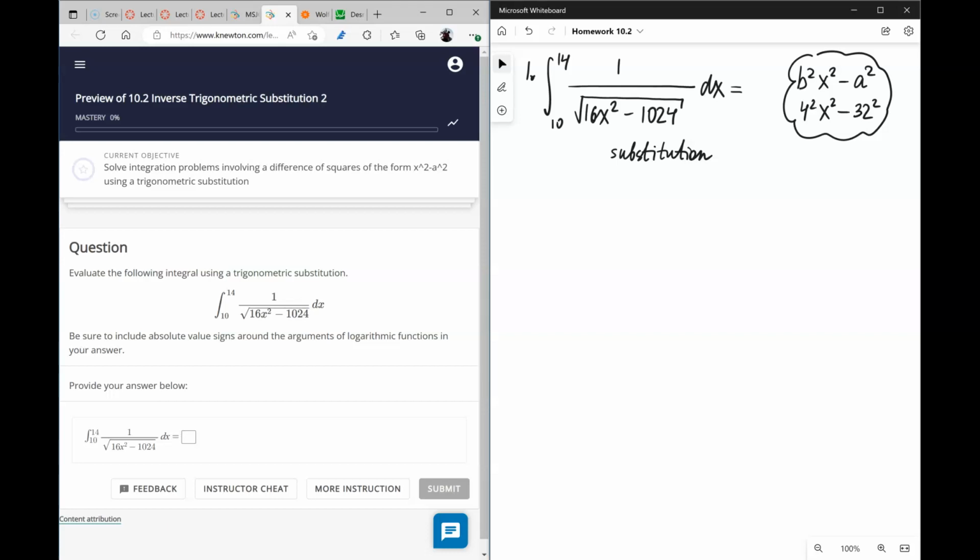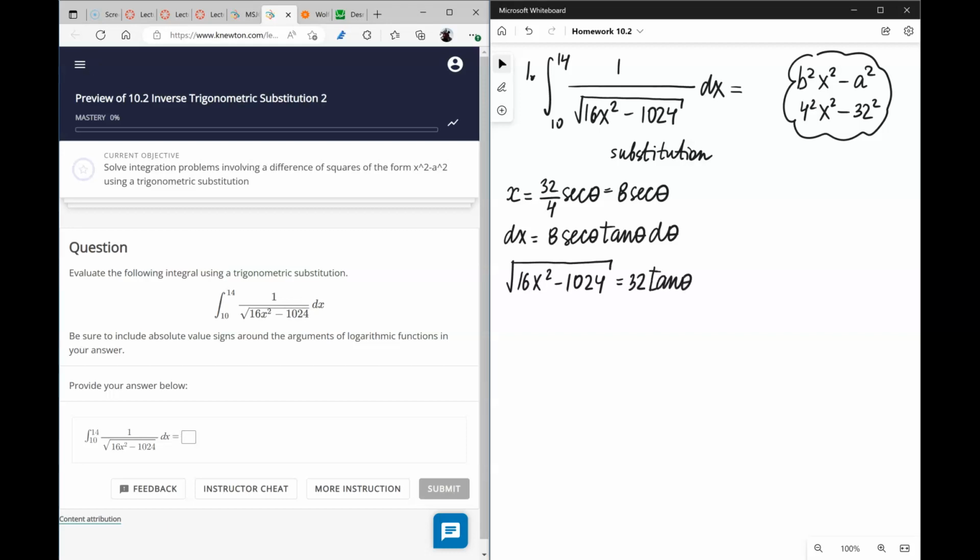The substitution is x will be set to 32 over 4 secant theta. In other words, it is equal to 8 secant theta, and therefore dx will be 8 secant theta tangent theta d theta, and therefore the square root of 16x squared minus 1024 will be equal to 32 tangent theta. And we're also going to state the following fact, that secant theta is x over 8.